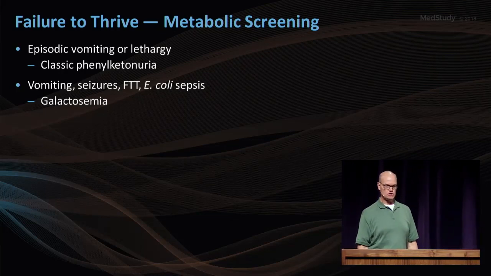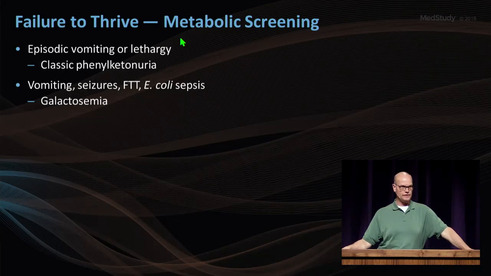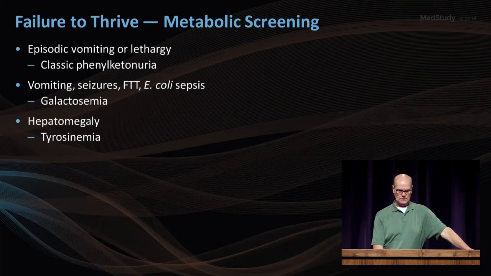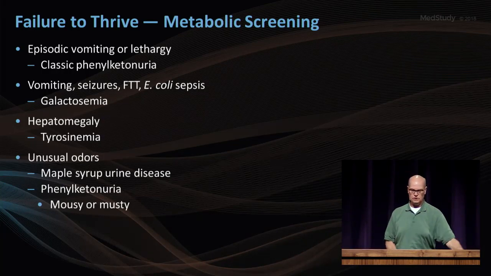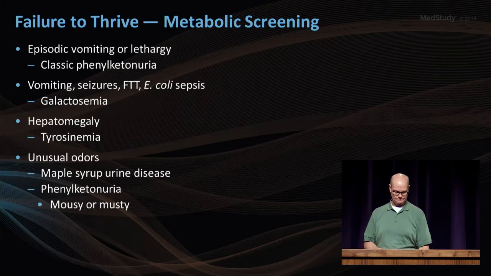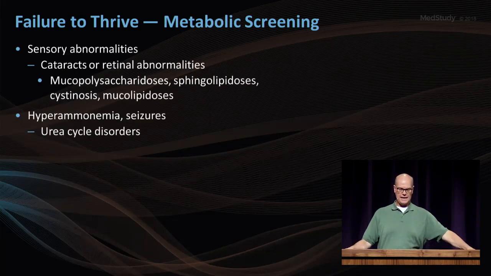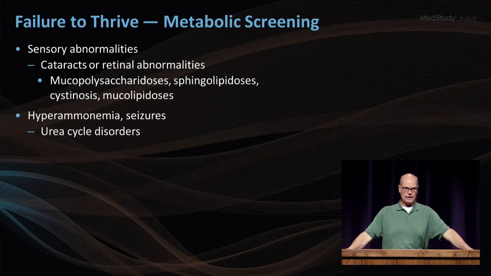So certainly one of them we just looked at. So vomiting, seizures, failure to thrive, E. coli sepsis, cataracts would be galactosemia. Episodic vomiting or lethargy may be PKU. Hepatomegaly is consistent with tyrosinemia. Unusual odors, both PKU and maple syrup urine disease. Sensory abnormalities, many of the mucopolysaccharidoses. Increased ammonia, increased liver functions, and seizures, urea cycle disorders.